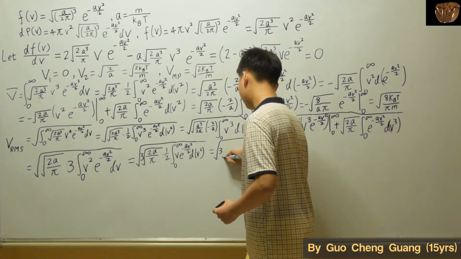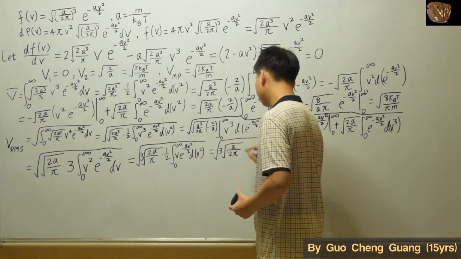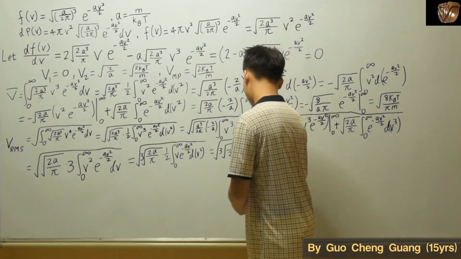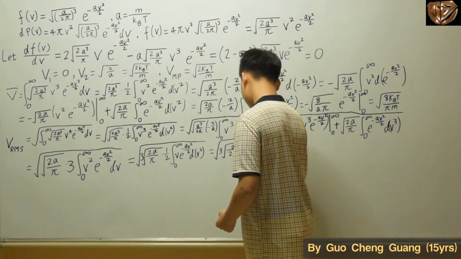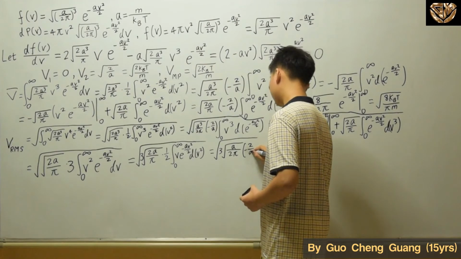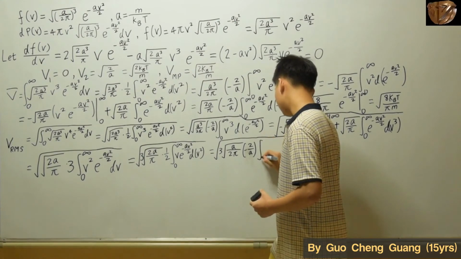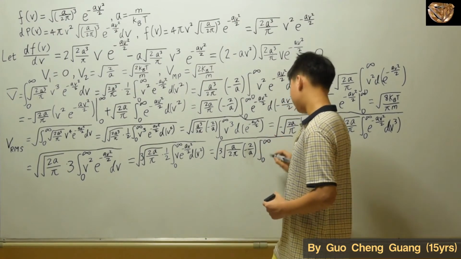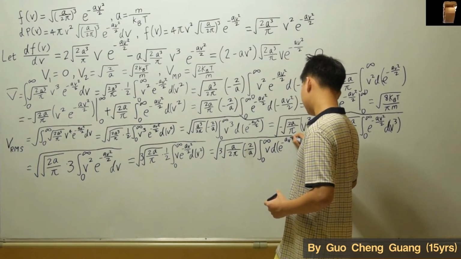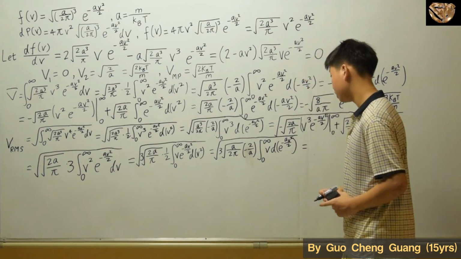So 3 again on the outside, you're going to have square root a over 2 pi. Then integrate from 0 to infinity, but of course you would have another coefficient coming out in front, which I accidentally missed. So what is this coefficient in front? It would be your negative 2 over a. And this here, you're going to see integrate from 0 to infinity v d e to the power negative av square over 2. Alright, so this is what you're going to see.